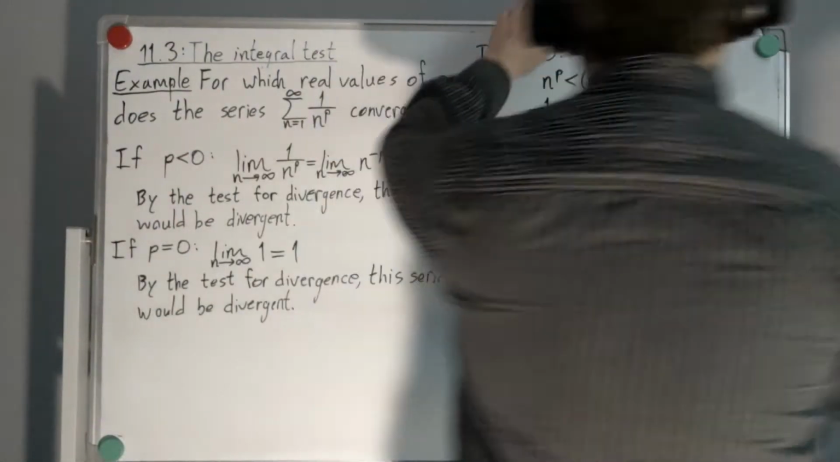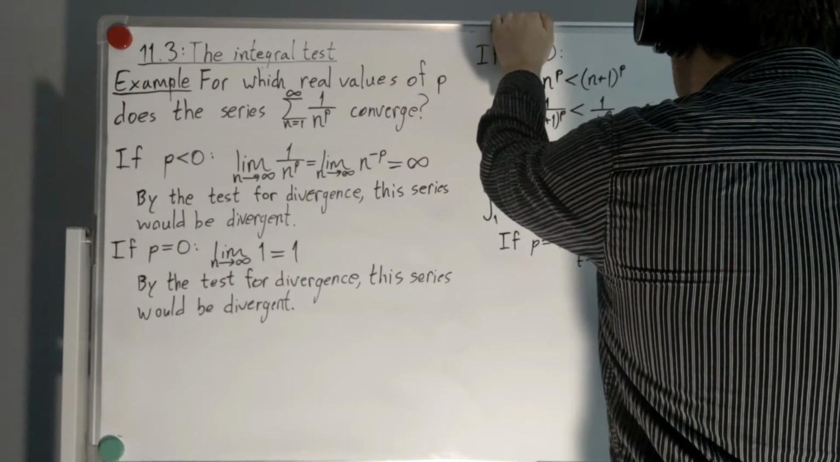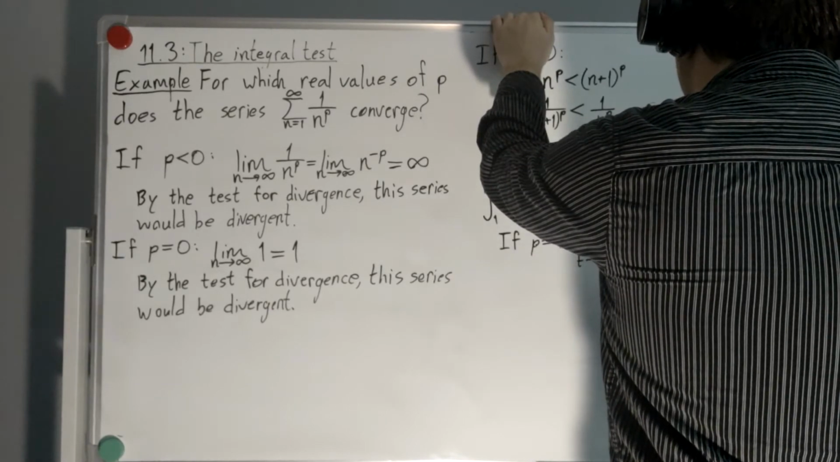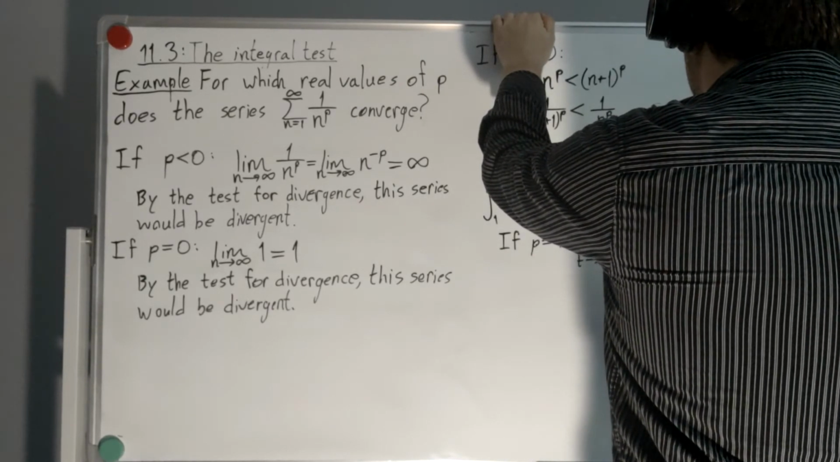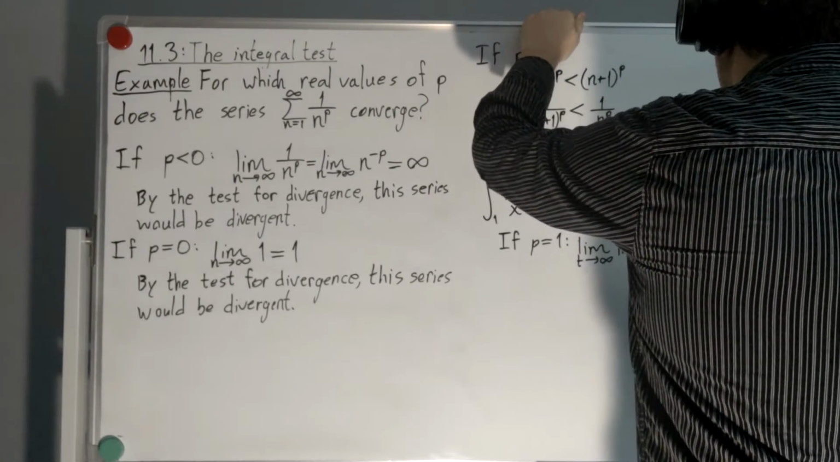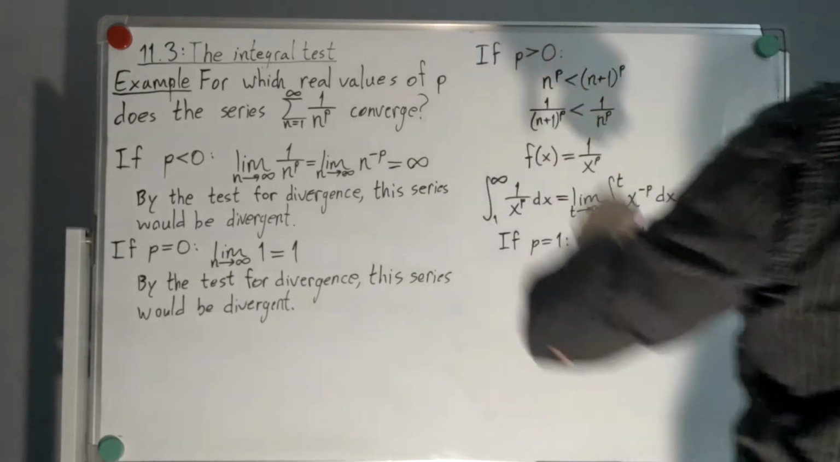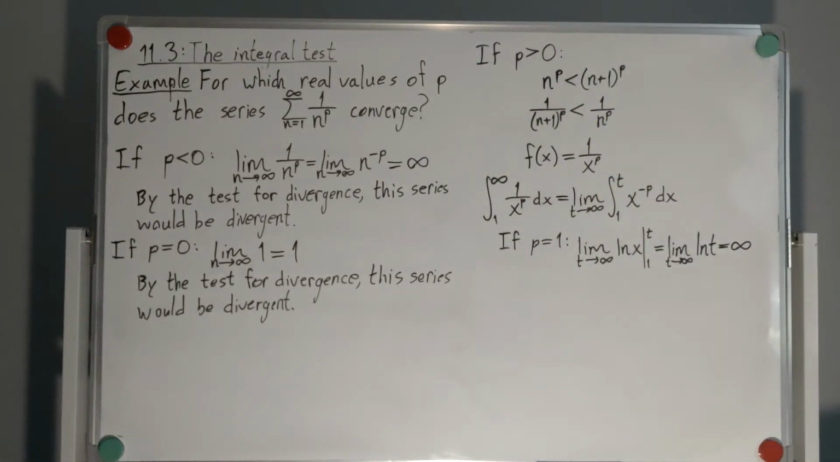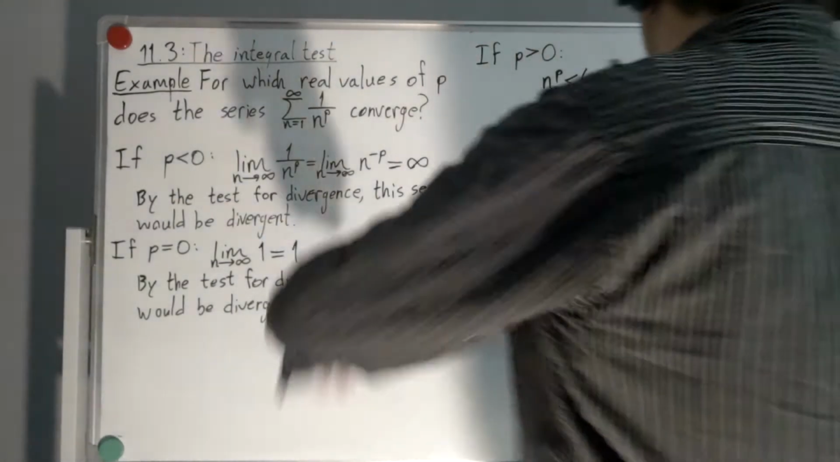So now this is just the limit as t approaches infinity of ln t minus ln 1, but ln 1 is just 0. Anyway, this is infinity. So by the integral test, it's divergent if p is 1. Okay? Now what if p is not 1?